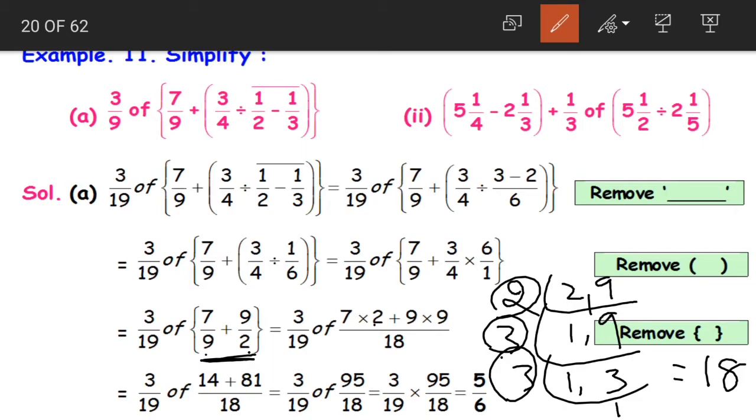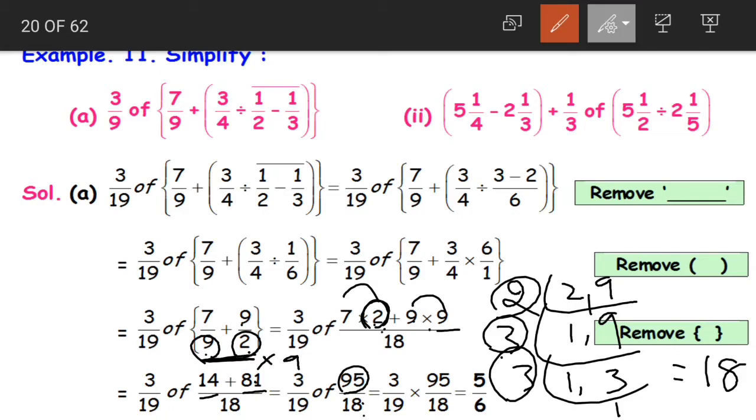Now coming to 7. 7 into 2. Why? Because 9 twos are 18. Now next, coming to 9. 9 is multiplied with 9. Why? Because 2 nines are 18. Yes. So 7 into 2 is 14 plus 9 nines are 81. Now 14 plus 81 becomes 95 by 18.